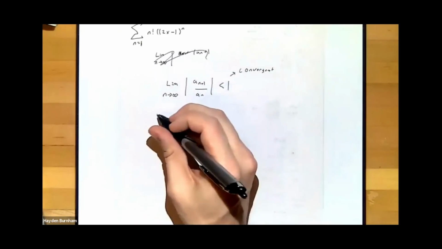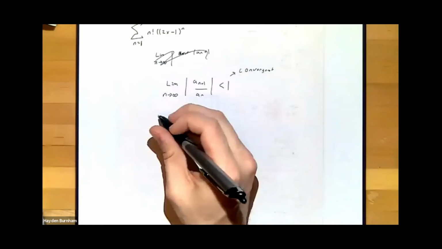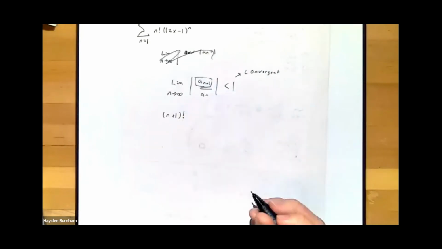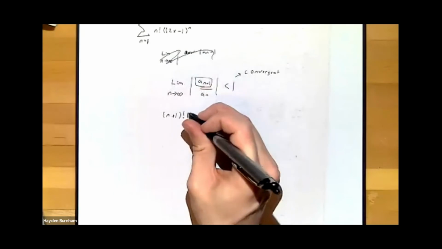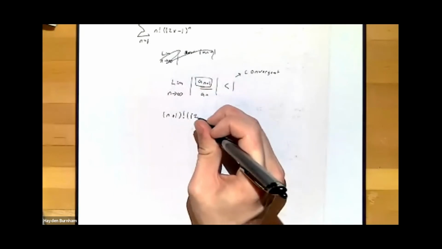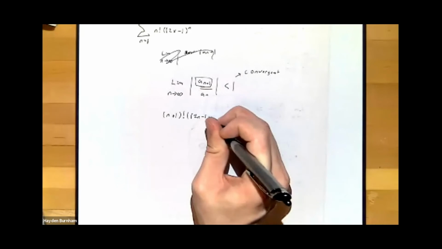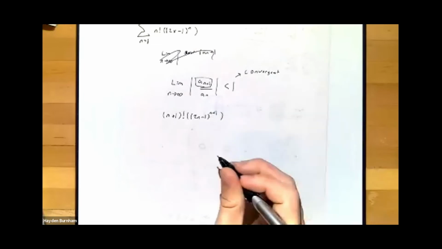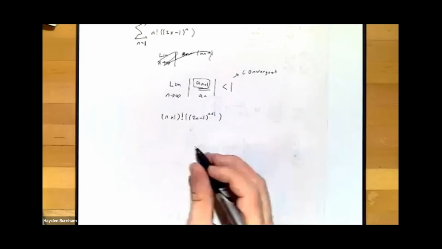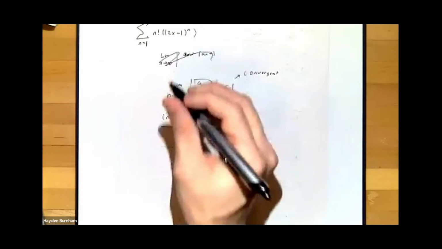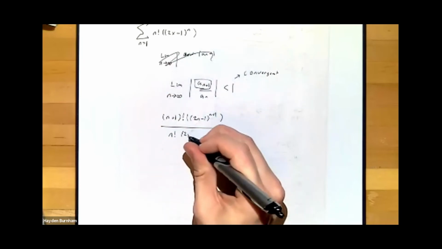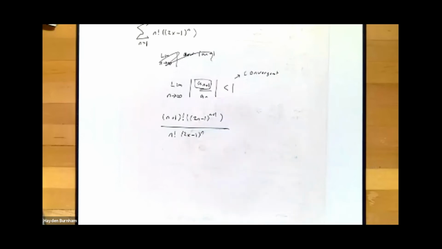So I'm going to do this first part, a of n plus 1. That's n plus 1 factorial, because that's what it was before, times 2x minus 1 to the n plus 1. Divided by the original a of n, which is n factorial times 2x minus 1 to the n.